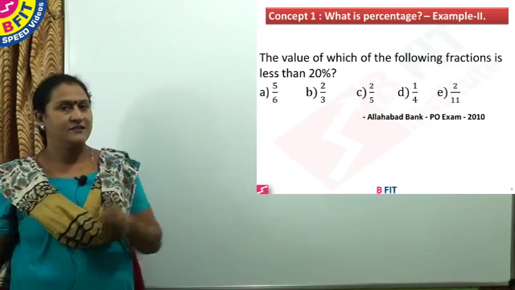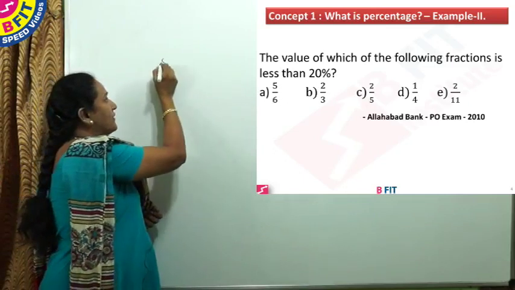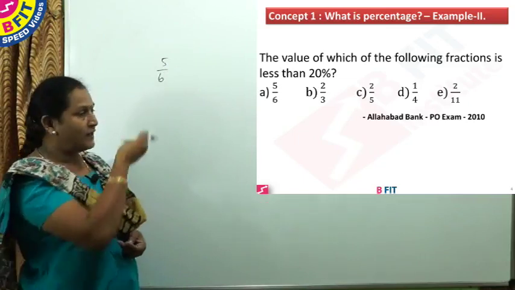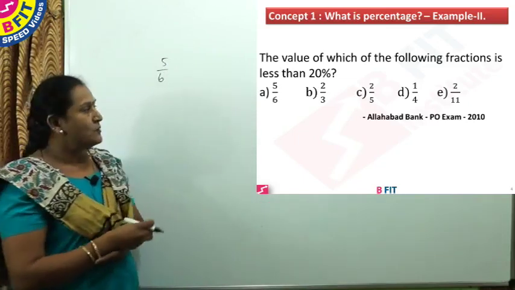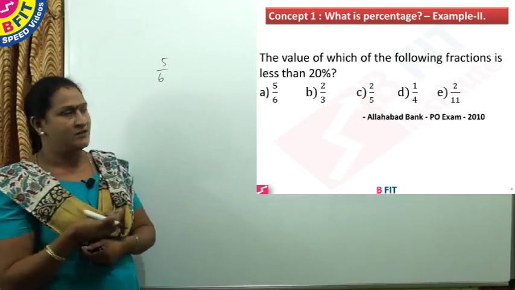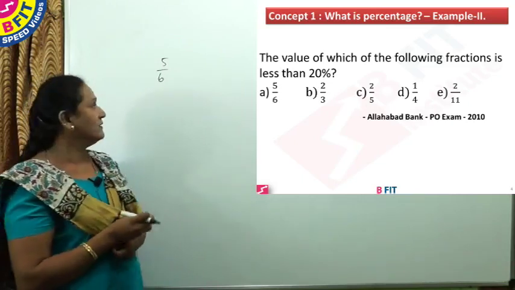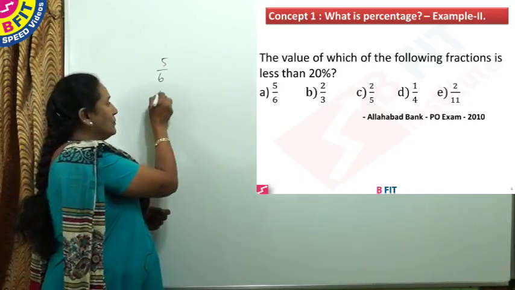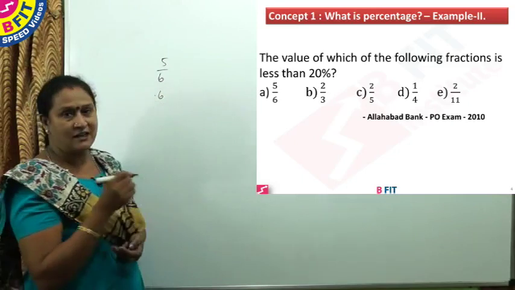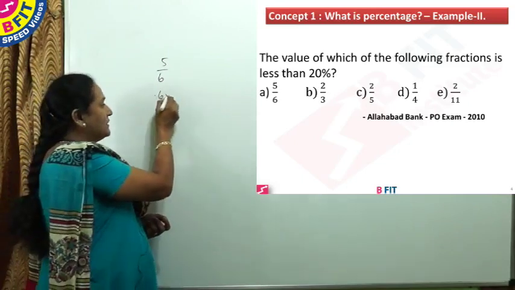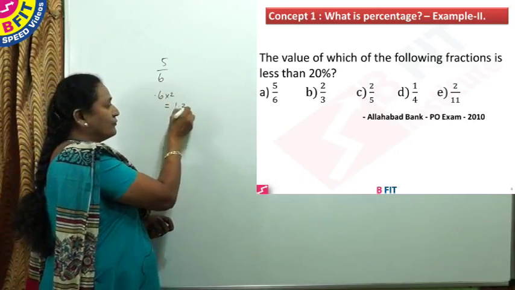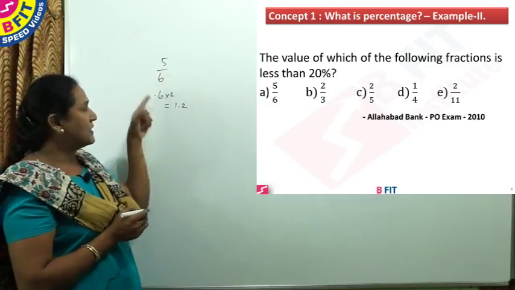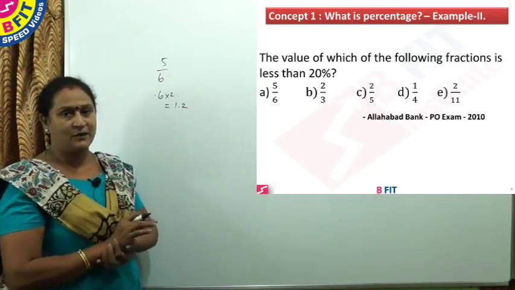Using this pattern, we'll see which fraction is less than 20%. We'll discuss these fractions one by one. What is the first fraction? 5 by 6. To explain, I need a step-by-step working, but seeing the fraction itself, you can decide what will be the correct answer. So 5 by 6, what is 10% of 6? It is 0.6. We need a fraction less than 20%, so what will be 20%? It is into 2, so 1.2. We have the numerator more than 1.2, so 5 by 6 is not the fraction which is less than 20%.